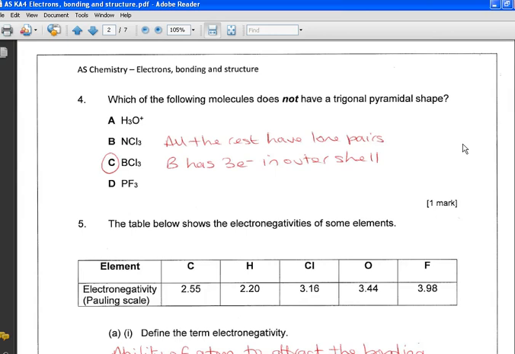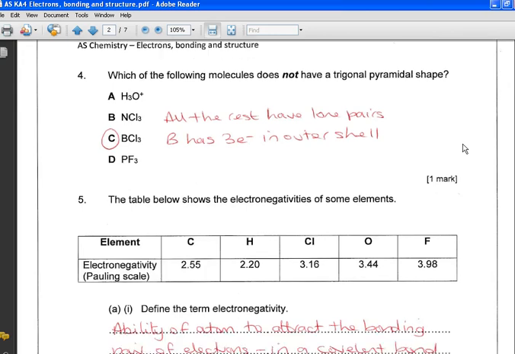Okay, question 4. Which of the following does not have a trigonal pyramidal shape? If it's trigonal pyramidal, it means there must be lone pairs, because they squash the bond angles together. So these have all got lone pairs apart from boron, which has 3 electrons in its outer shell, so it's just forming the 3 bonds required.